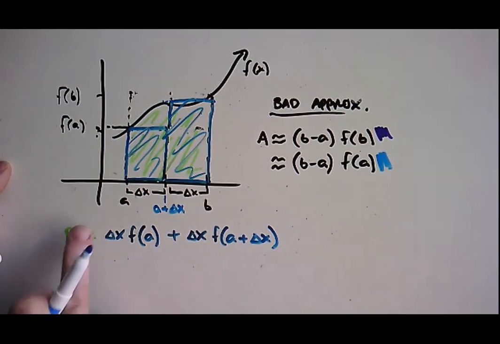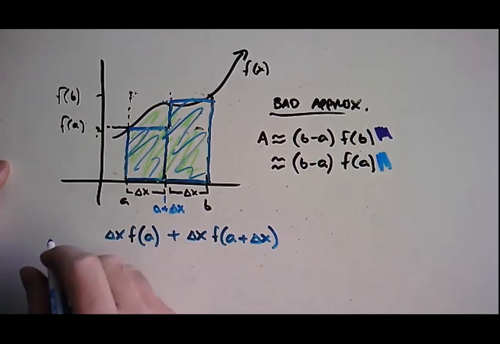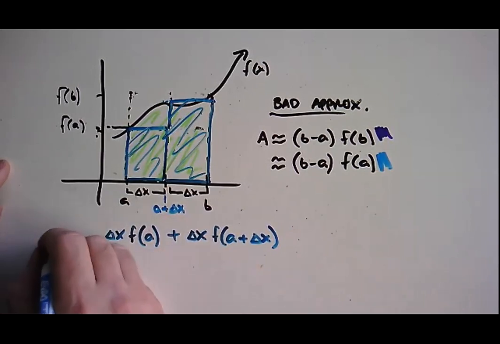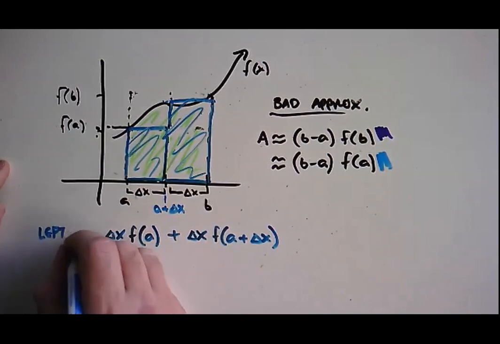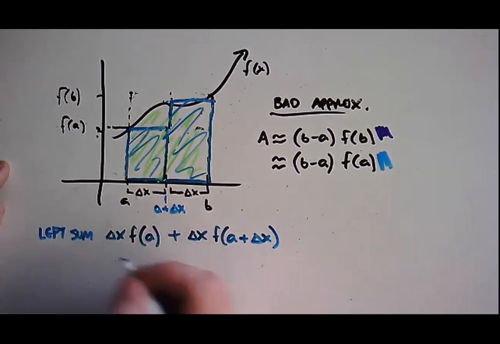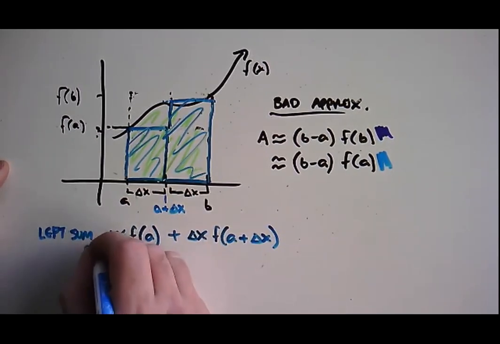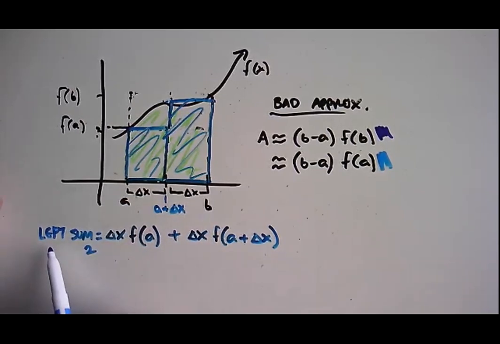Let me introduce some notation here. I don't like using R for the region here. I'm going to use, well, let's say this is a left. I'll just use words for now. So this is a left sum, or left Riemann sum, using two rectangles. So our green region is approximated by adding two rectangles using left-hand endpoints.